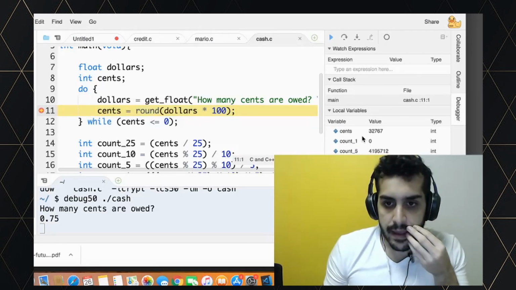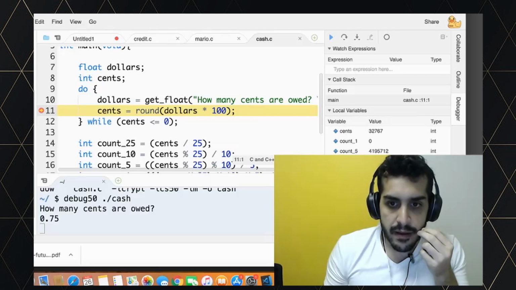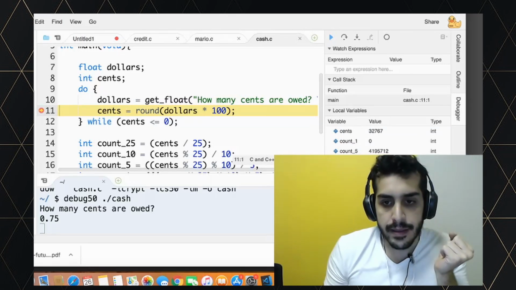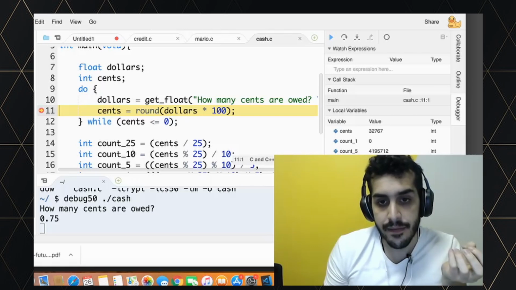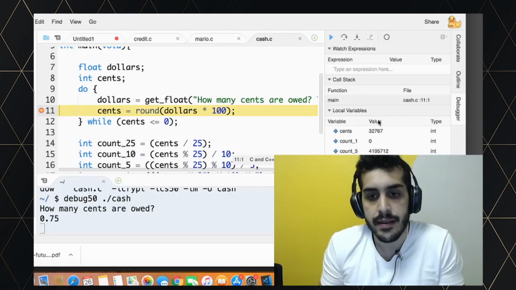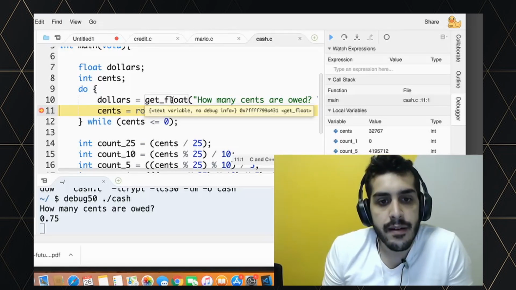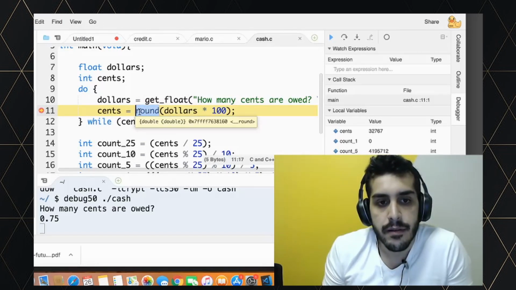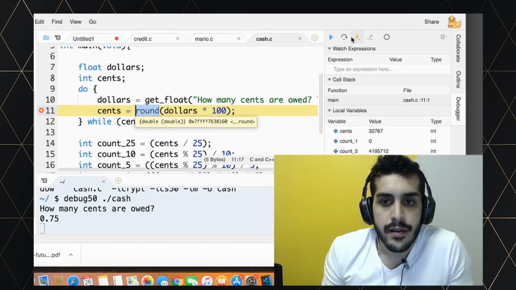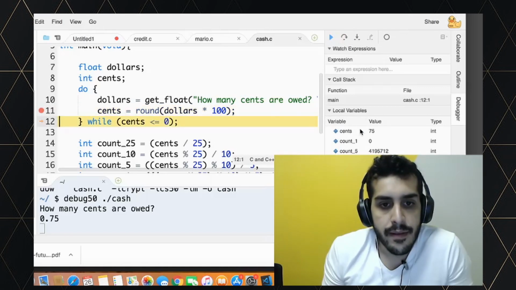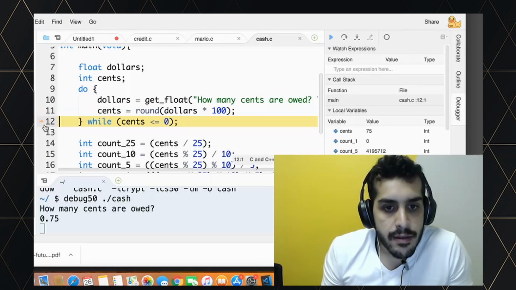So right now, if you look, the debugger gives me all the variables. We're interested in cents. So in dollars right now is 0.75, but we don't want to deal with $0.75. We want to deal with 75 cents. So we'll multiply by 100, and float numbers are not very precise. So that's why we round them, so it's more precise. So if we step, now cents becomes 75, and since it's positive, we're going to continue our code. Let's actually put a break.